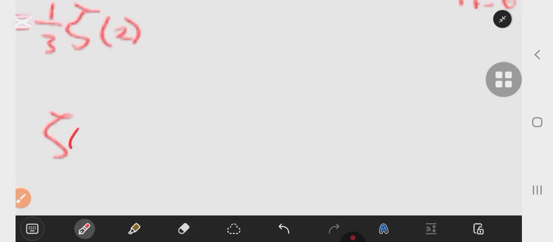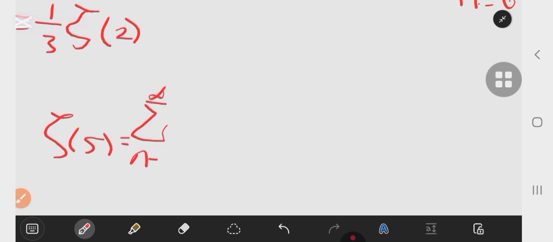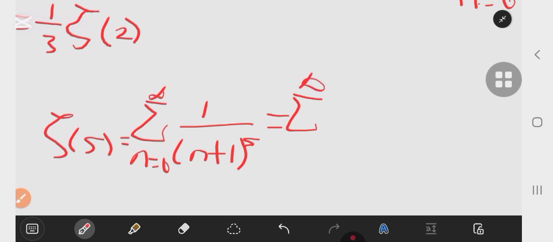Zeta s is equal to the sum to infinity of n from 0 of 1 over n plus 1 to the power of s, or I'll say the sum to infinity of n starting from 1 of 1 over n to the power of s. Okay, that is for zeta.